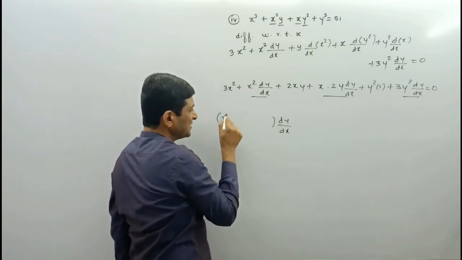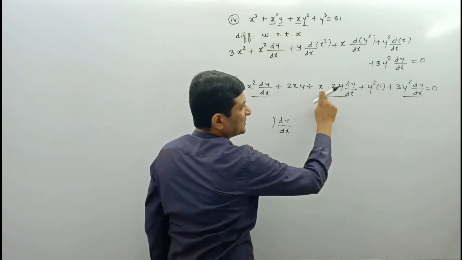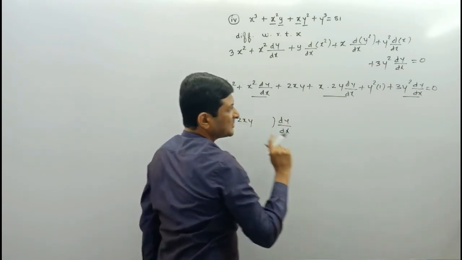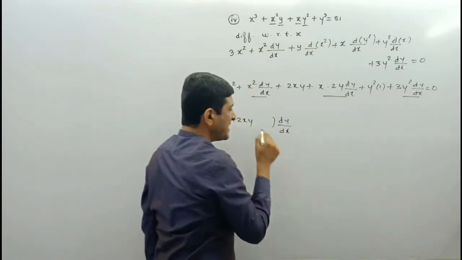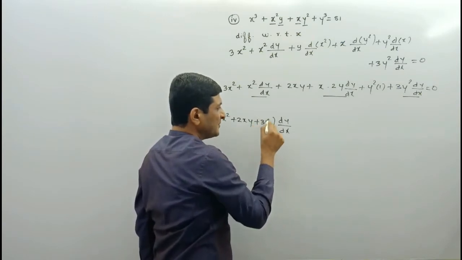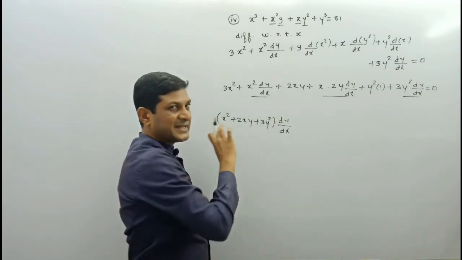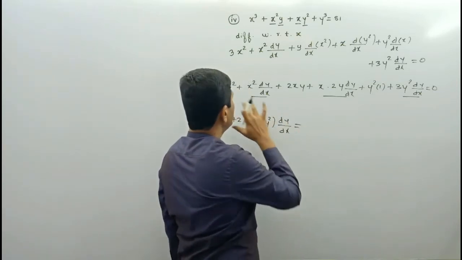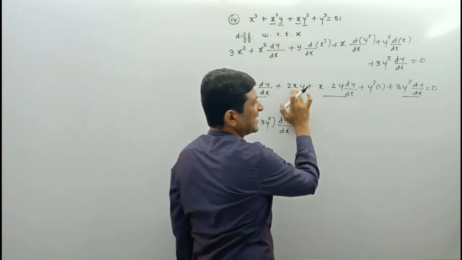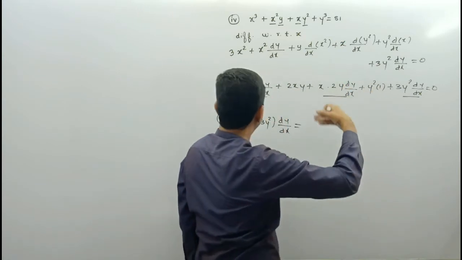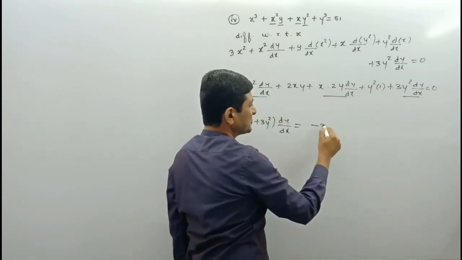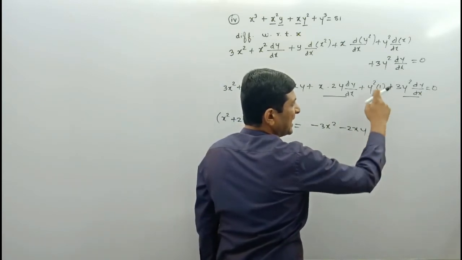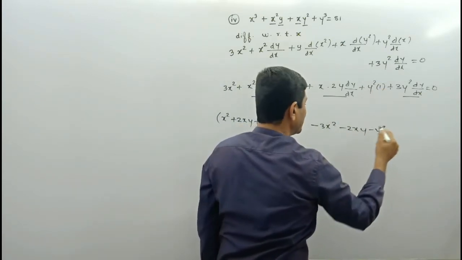Here its coefficient is x square. Here its coefficient is 2 into xy, that is 2xy. And lastly, here the coefficient of dy by dx is 3y square. Simply we have taken dy by dx common from these 3 terms. So which is equal to, now the remaining 3 terms, first, second and this third term, on this side will become minus, means minus 3x square. This plus 2xy will become minus 2xy, and plus y square will become minus y square.